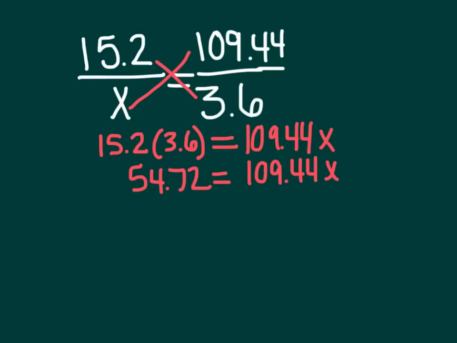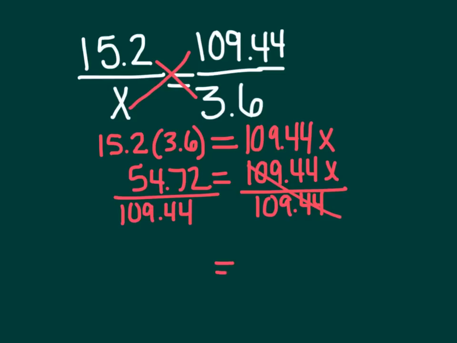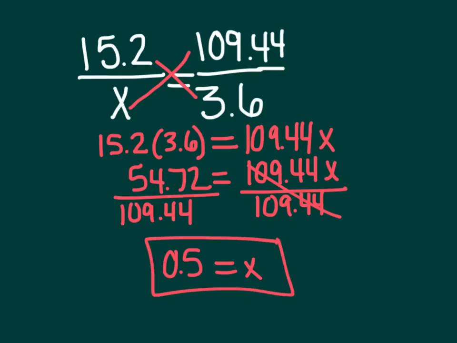And now to get x alone, you always divide by how many x's you have. And we're going to do that to both sides. And when I do that, I have 54.72 divided by 109.44, and I get x equals 0.5. And again, you could check that by putting it back into your original proportion, but you don't need to.